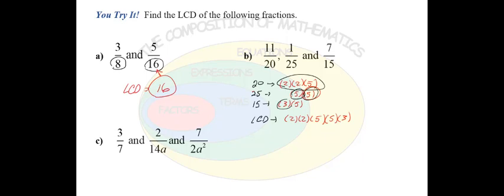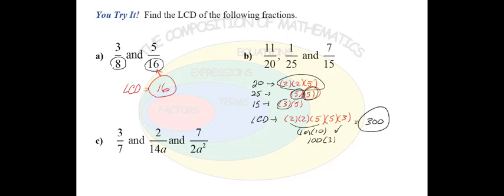So we can do this multiplication pretty easily. 2 times 5 is 10. If we just take a 2 and a 5, 2 times 5 is 10. 2 times 5 is 10. And then 10 times 10 is 100 times 3, that last 3. So it looks like our lowest common denominator would be 300 in this case.